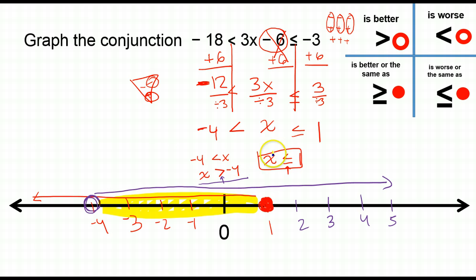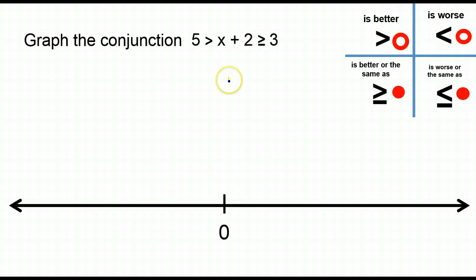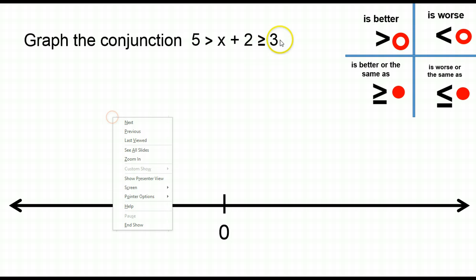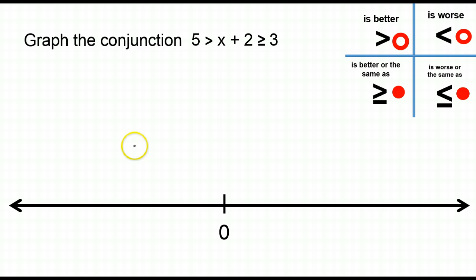All right, let's do another one. This one seems to be not too bad, somewhat tame. Again, we're going to draw our lines here, kind of keep everything separated. I'm going to get rid of this positive 2. What's the opposite of a positive 2? Negative 2.